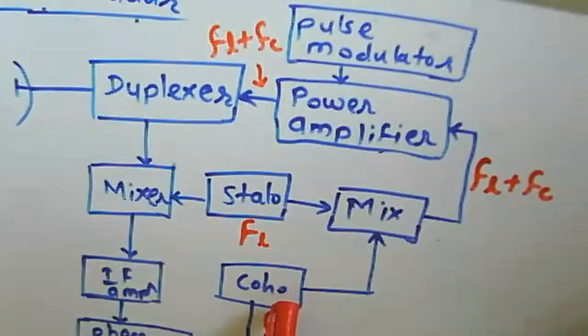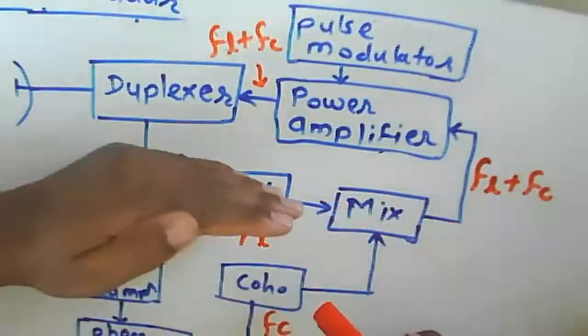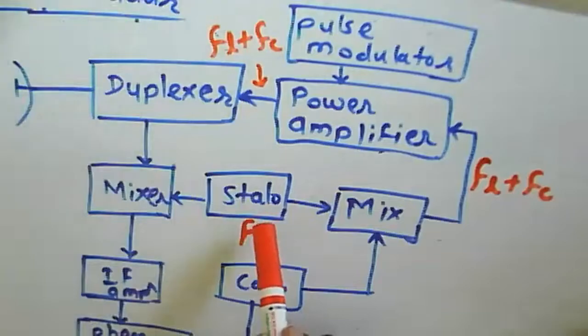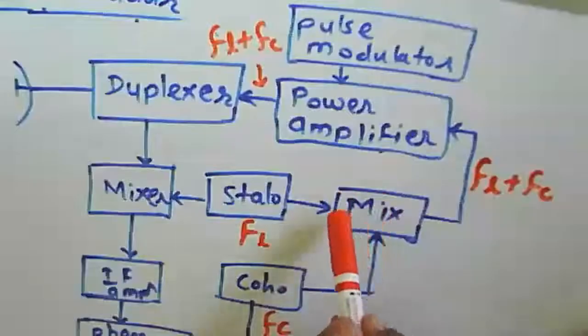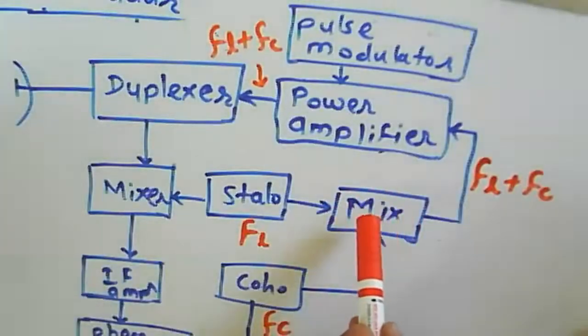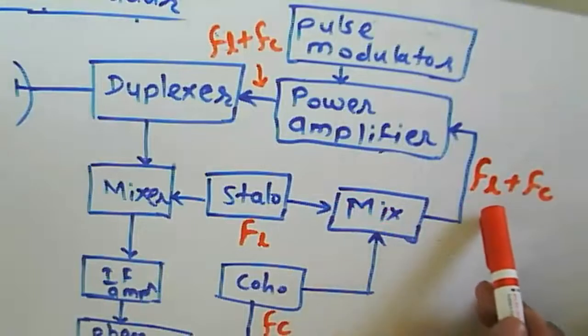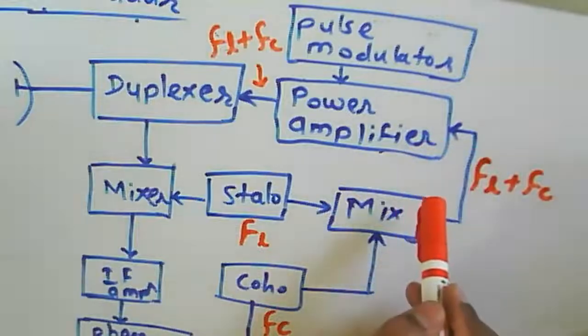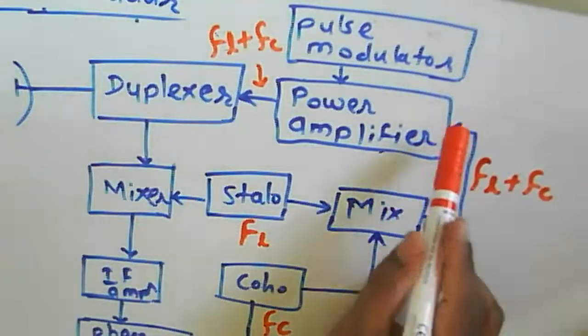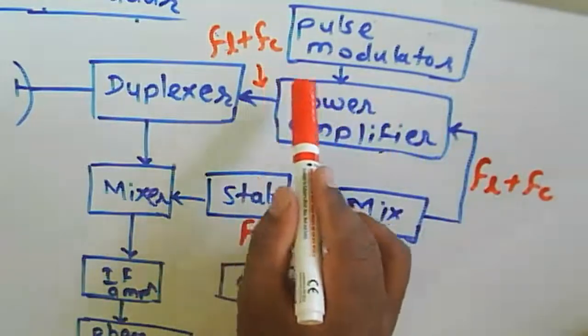And that COHO is used as a reference for the phase detector. Okay, we'll consider here: STALO, that is the stable oscillator, then the COHO signal we are mixing here. So the mixer output is nothing but f_L plus f_C. Then we are transmitting f_L plus f_C here.